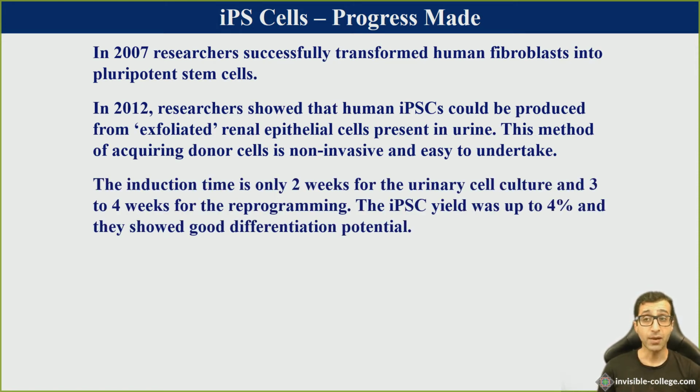Now, the induction time for this is only 2 weeks for the urinary cell culture and 3 to 4 weeks for the reprogramming of those cells. In this case, the iPS cell yield was up to 4%, and they showed good differentiation potential.